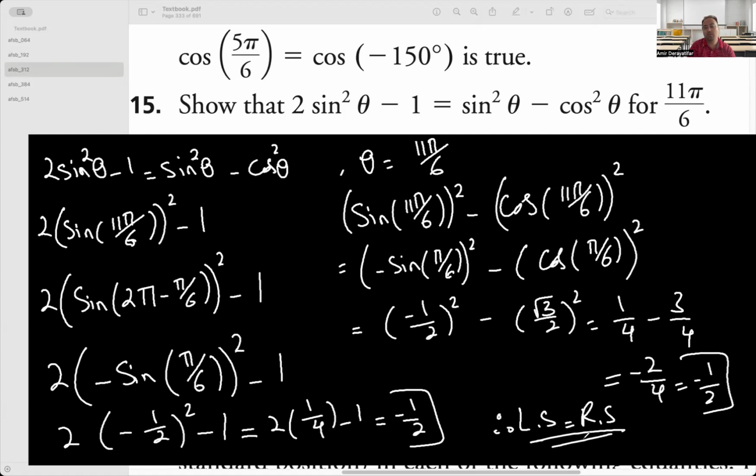Just give me a second, Navid. And they equal each other. Perfect. Okay, Navid, do we need to be doing the exact steps that you're doing, like converting 11 pi over 6 to pi over 6?